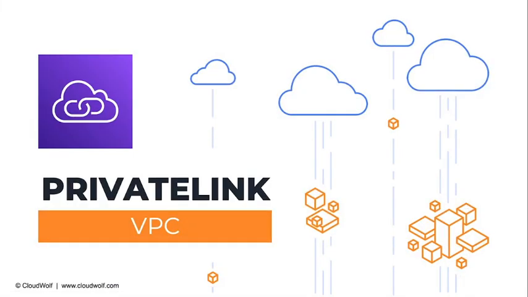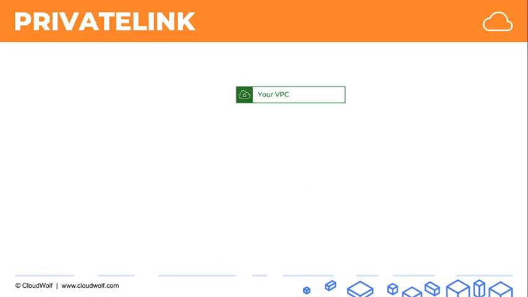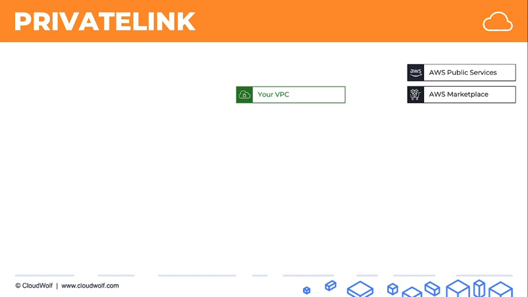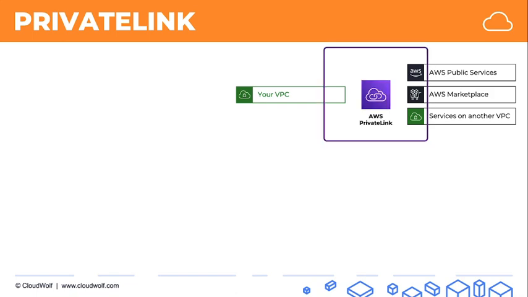Talking about AWS PrivateLink. So here we've got our VPC and we want to connect to either AWS public services, the AWS marketplace services, or services on another VPC. So how do we do this? Well, that's where the AWS PrivateLink technology comes in.